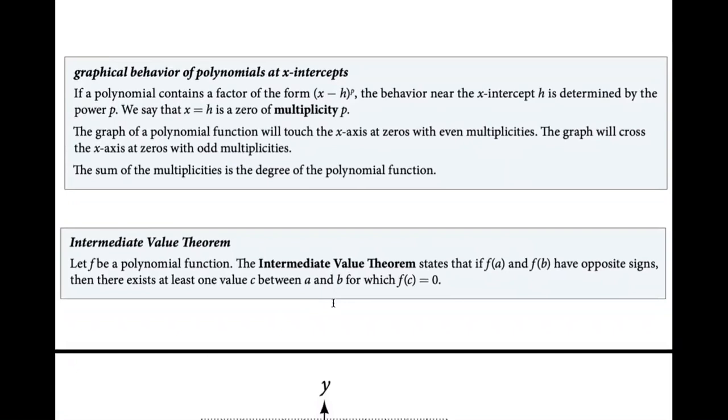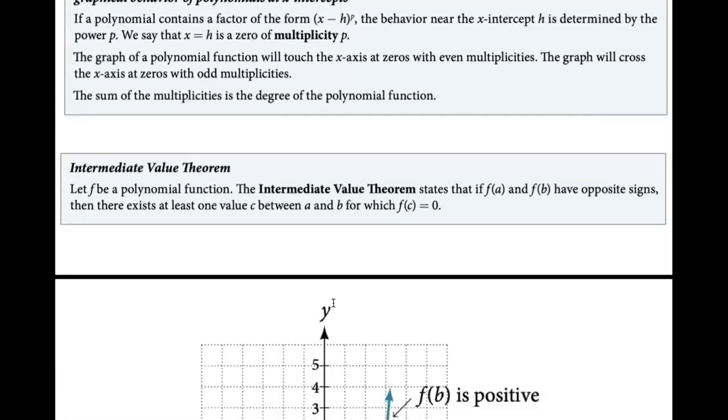Now, if f is a polynomial function, then we have something called the intermediate value theorem, which is something you will look at in calculus in more depth. But it says that if f of a and f of b have opposite signs, so if one of them is a negative number and one of them is a positive number, then there has to be some value in between those where your f of whatever that value is will give you 0. So it will cross 0 at some point. So let's look at what that means.